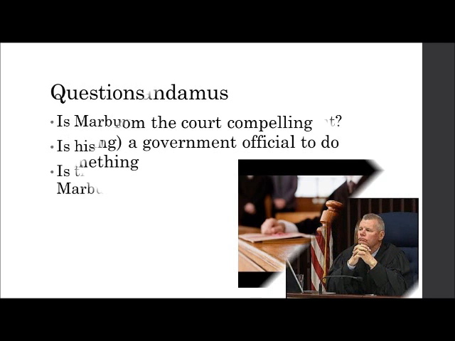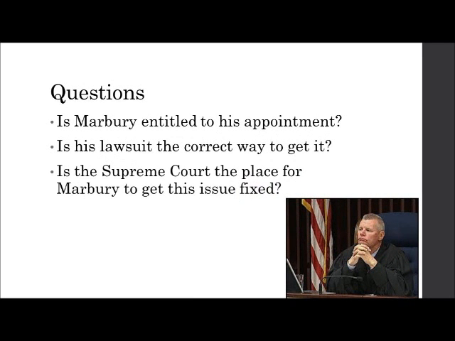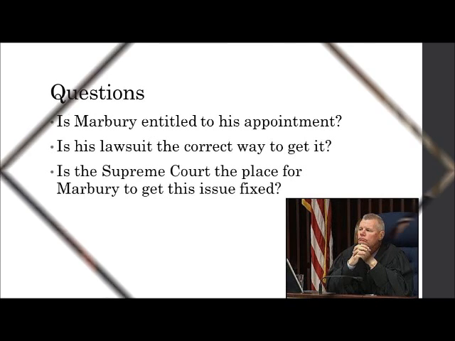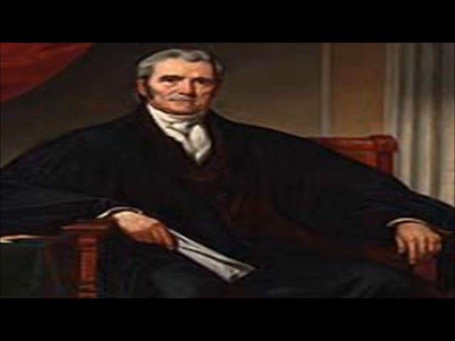In front of Justice John Marshall were three key questions. Is Marbury entitled to his appointment? Is his lawsuit the correct way to get it? And is the Supreme Court the place for Marbury to get this issue fixed? The last question was of the greatest significance. What power did the Supreme Court really have? Although the Supreme Court was supposed to be the law of the land, no cases had emerged yet to determine this. What John Marshall decided in this case would change the Supreme Court and the country forever.